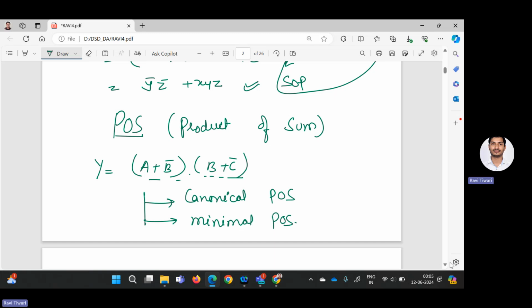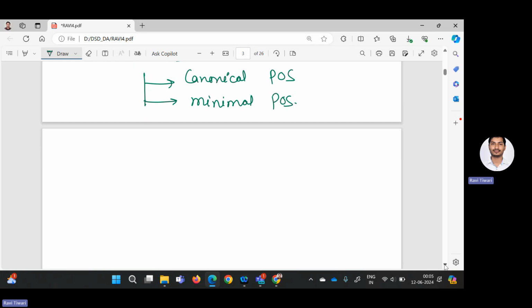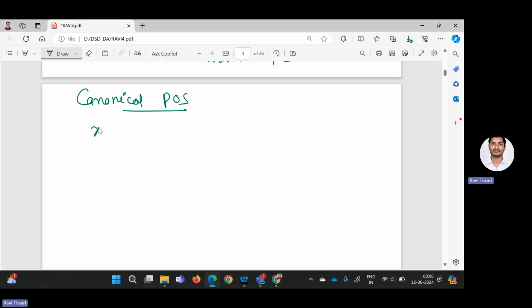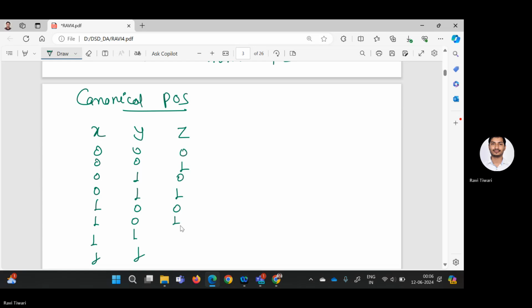So let's start with the truth table, and we will start with the canonical POS form. Canonical POS form can be understood from the truth table first. So here I am making X, Y, Z. As we are taking 3 inputs, a total of 8 possible combinations will be there like this. For example, the function value is also given to us. For example, 0, 0, 1, 0, 1, 1, 1.